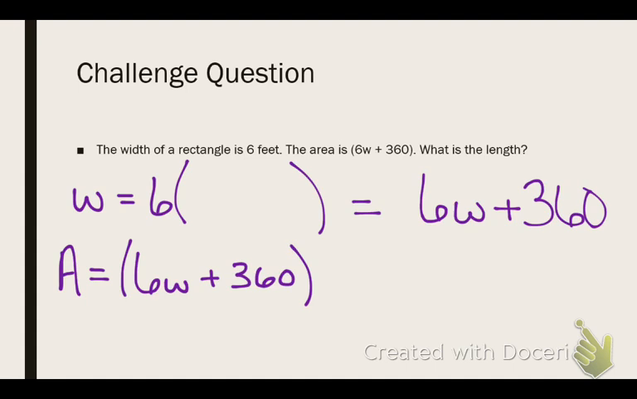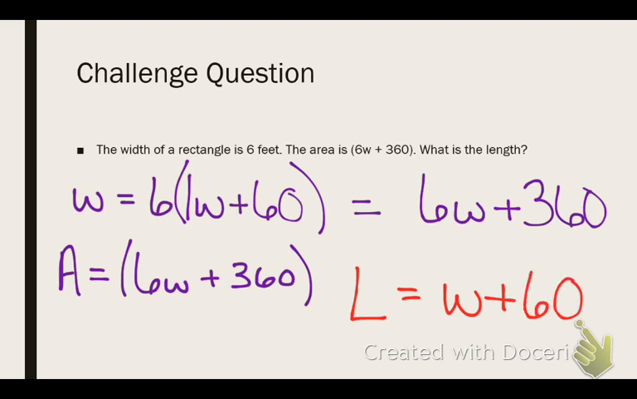All right, guys, you're killing me. Let me explain it. 6 times what is 6? 1W, because I got to get to 6W. So it's 1W. And 6 times what gives me 360? 60. So, according to this, what is my length? 1W plus 60. W plus 60.